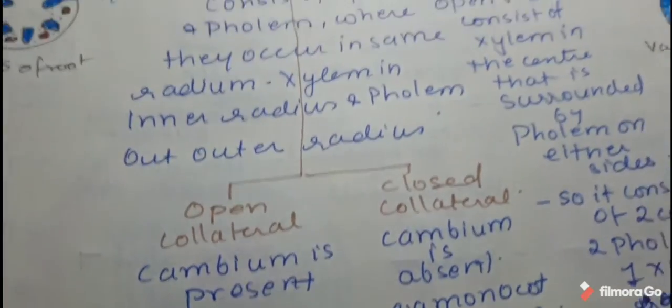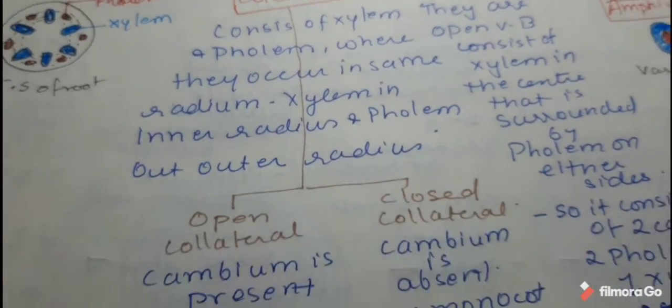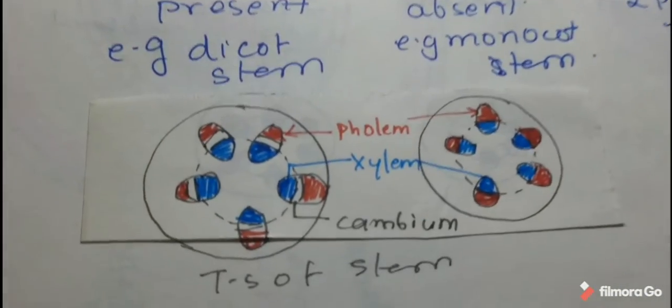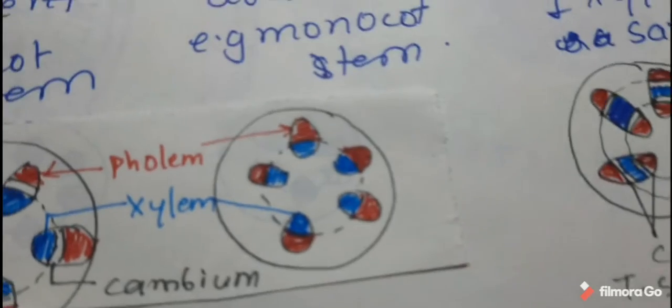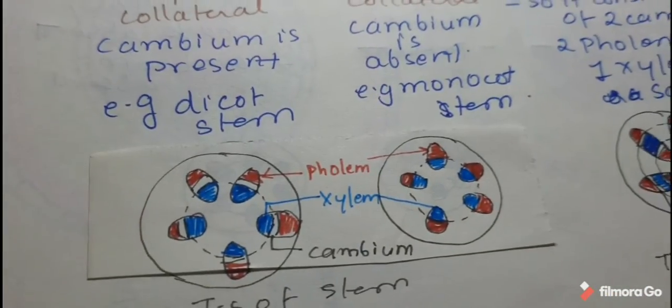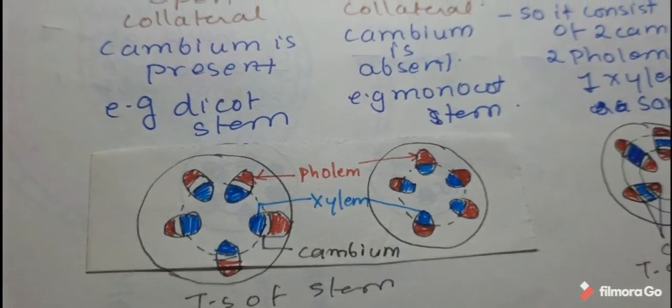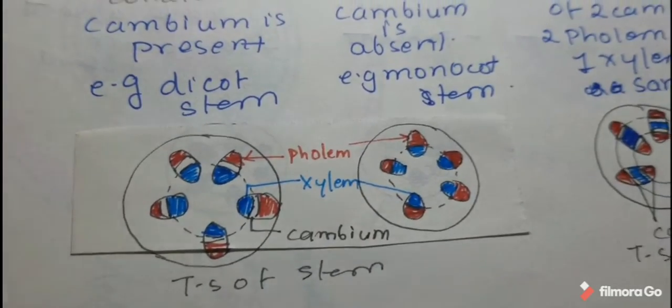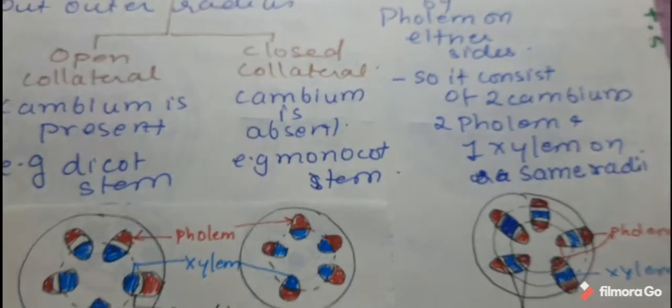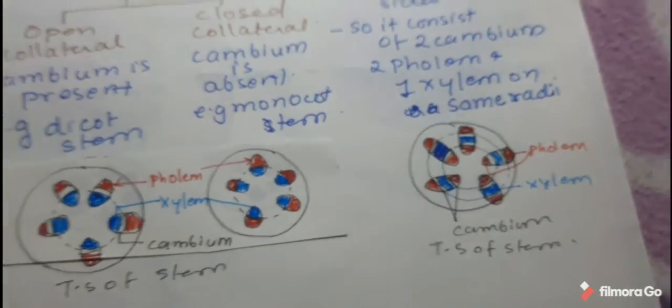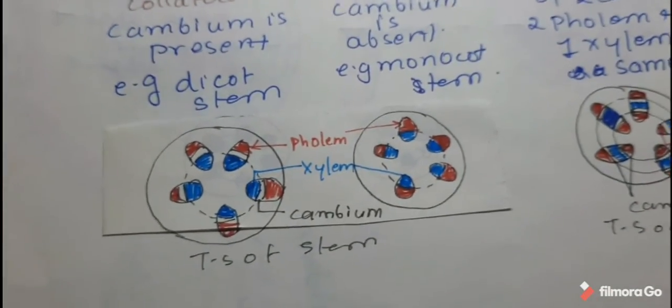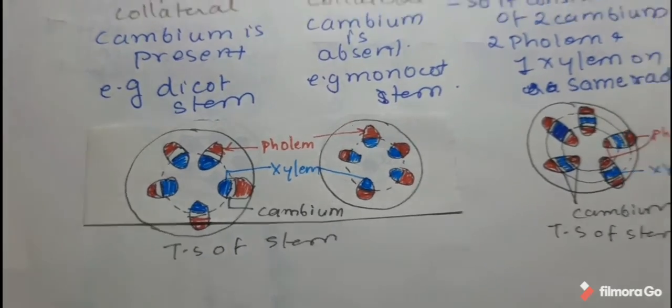Now, again, the collateral are said to be open when cambium is present, and they are said to be closed when cambium is not present. So usually you will see in dicot stem the open one. Usually dicots have the cambium, whereas monocots don't have cambium. But collateral and conjoint you will only see in the stem, not in the root.